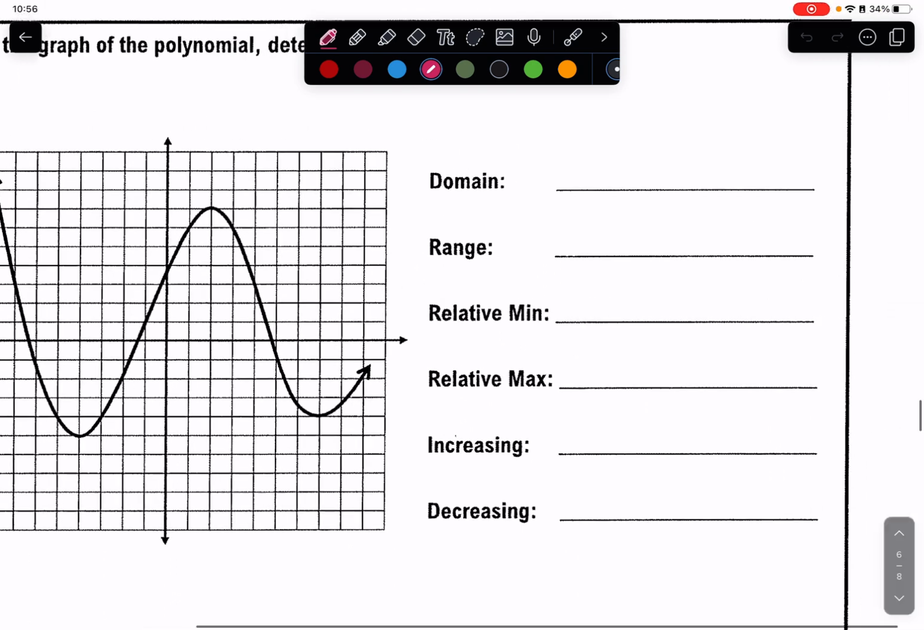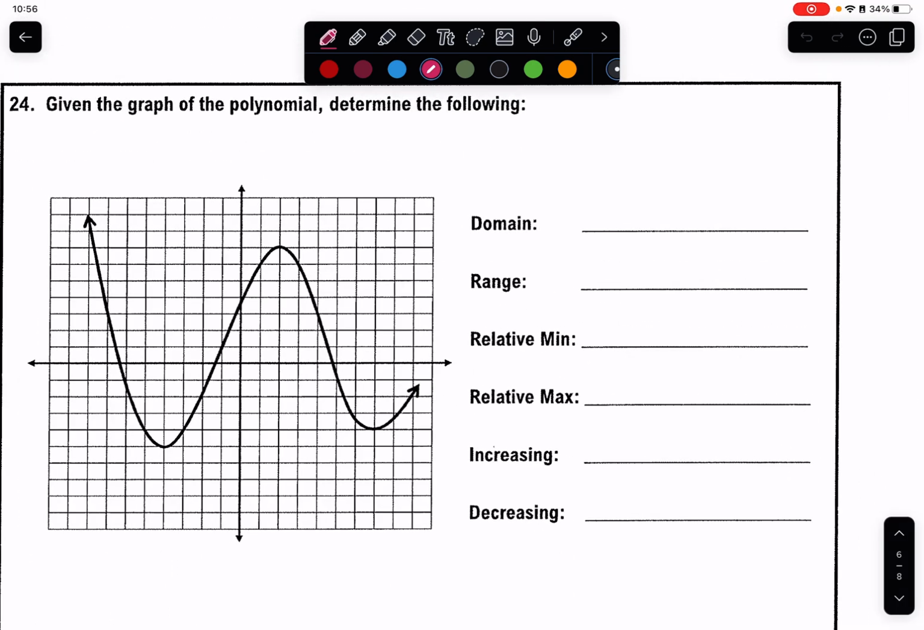I do want to just talk about domain and range one more time, because that's one that we haven't hit as much this unit, but we did it so much last semester. But domain for my polynomials is always going to be all reals, right? Notice my arrows are going forever to the right. They're going forever to the left. So your domain is always all real numbers, okay? So that would be your domain. So that's an easy one, right?